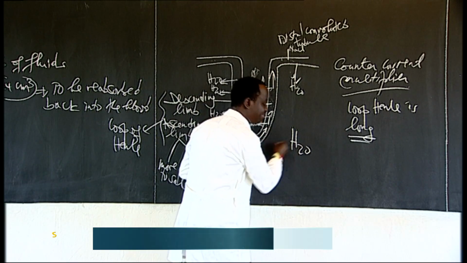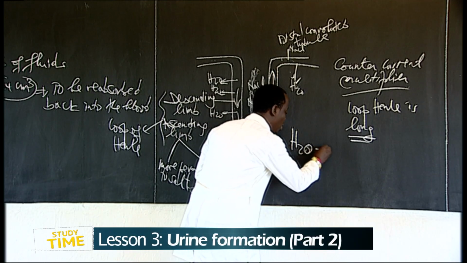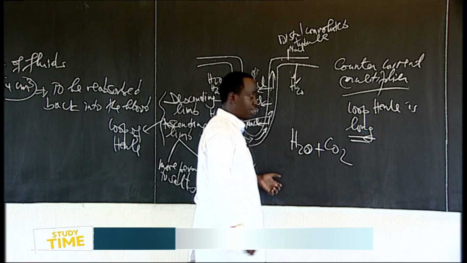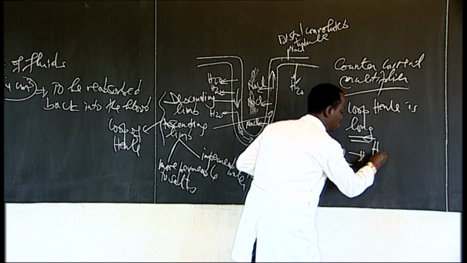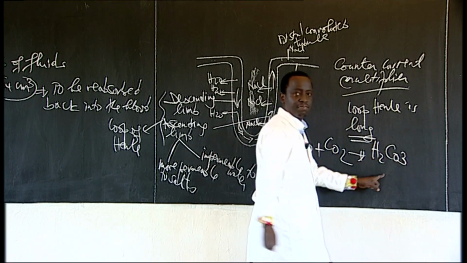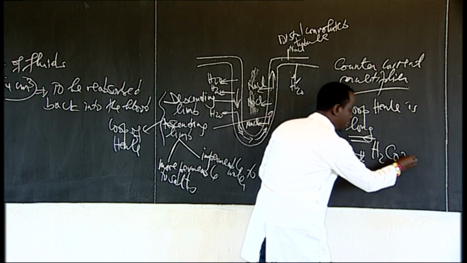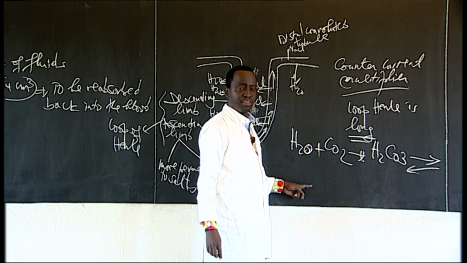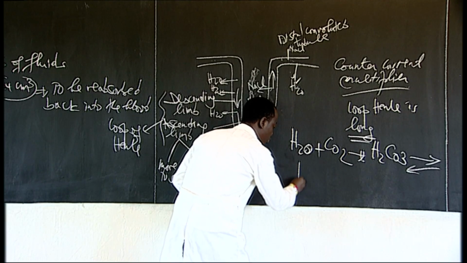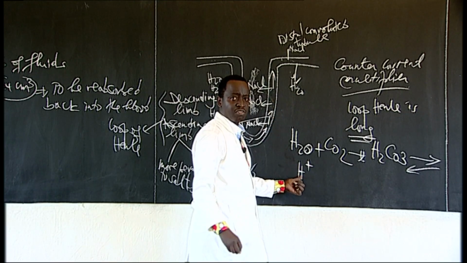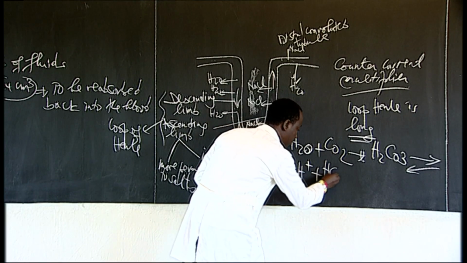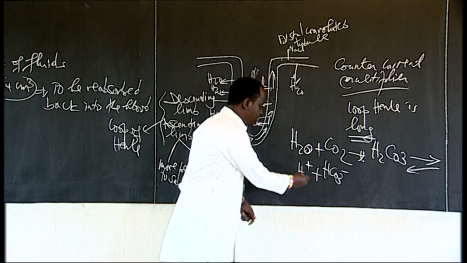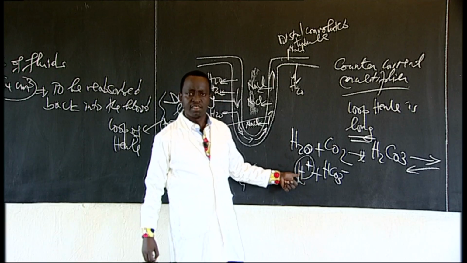Suppose water combines with carbon dioxide, and this forms what you call carbonic acid. This carbonic acid is now going to be dissociated. Are you getting this? When it is dissociated, we get hydrogen ions and also hydrogen carbonate ions.